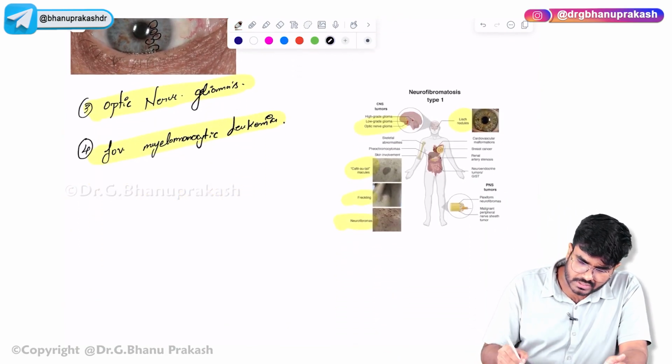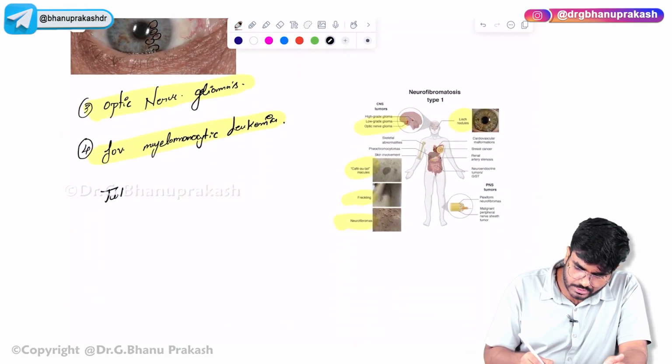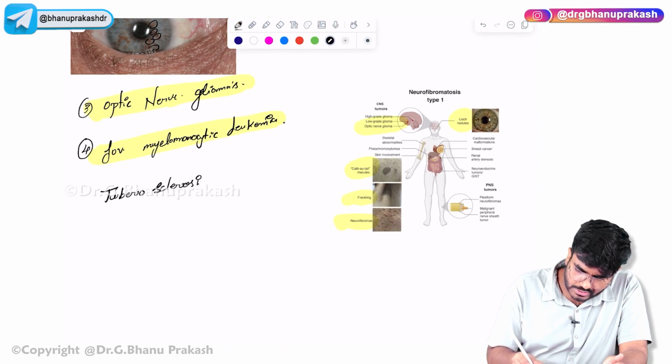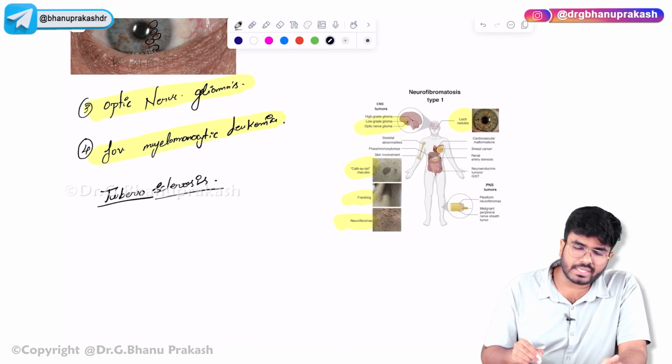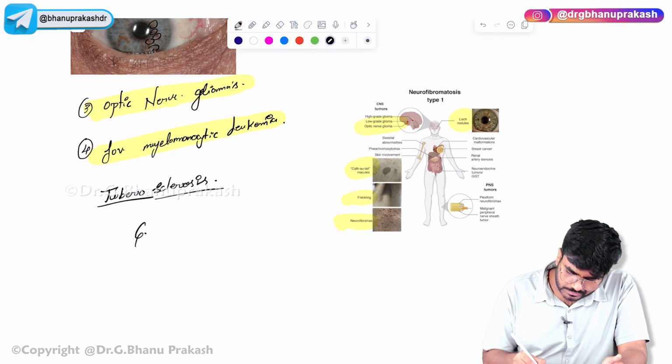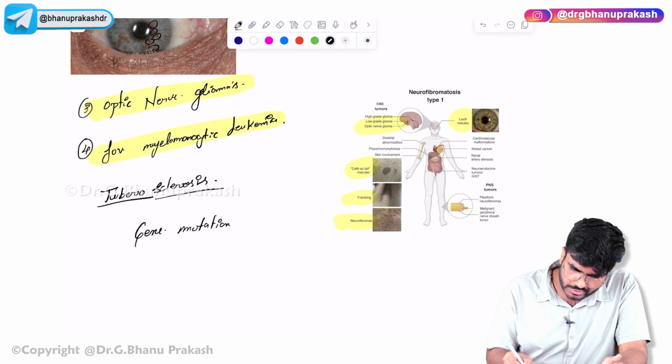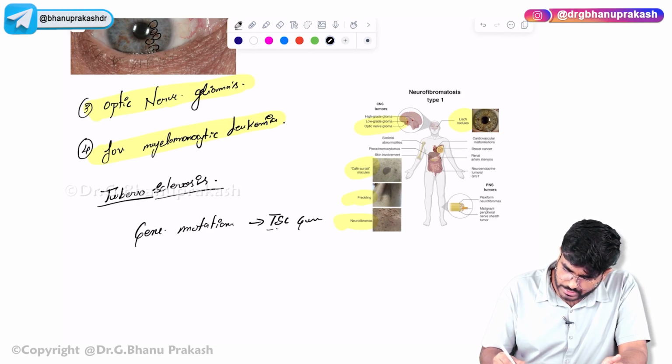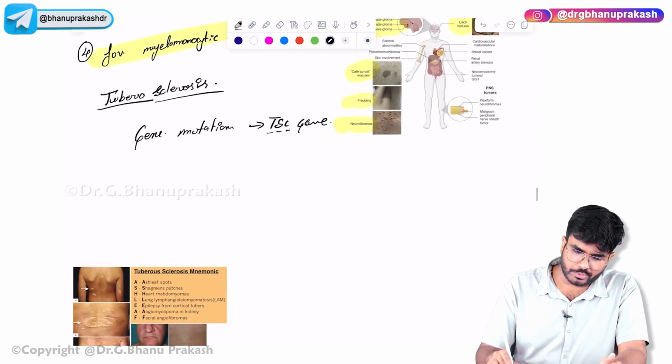The next autosomal dominant disorder which I want to discuss here is called tuberous sclerosis. So, what exactly is happening in tuberous sclerosis? What is the gene mutation? The gene mutation is in the TSC gene, the tuberous sclerosis gene.